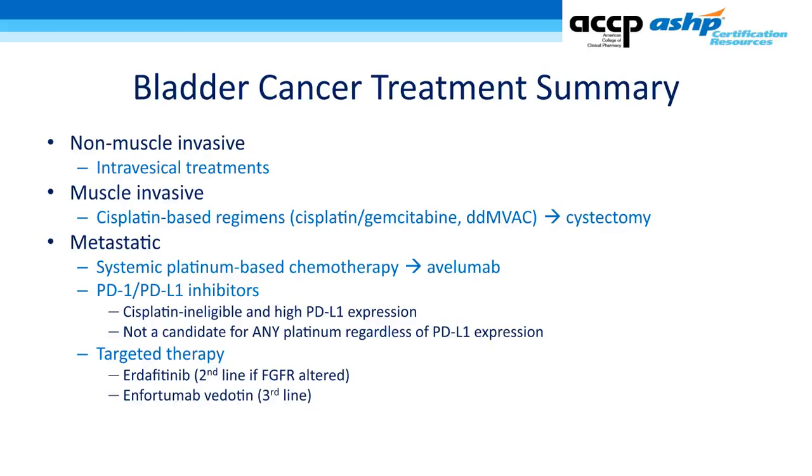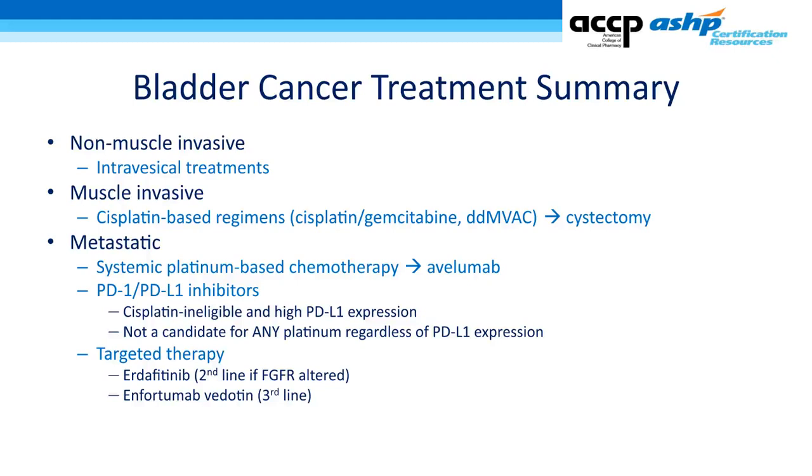So to summarize really the standard treatments for bladder cancer: for non-muscle invasive bladder cancer, intravesicular treatments following TURBT. For muscle invasive bladder cancer, cisplatin-based chemo followed by cystectomy. And in the metastatic setting, platinum-based chemo followed by avelumab maintenance, or PD-1, PD-L1 inhibitors for those who are cisplatin ineligible and have high PD-L1 expression, or for those patients who are not a candidate for any platinum-based therapy, even if they have low PD-L1 expression.